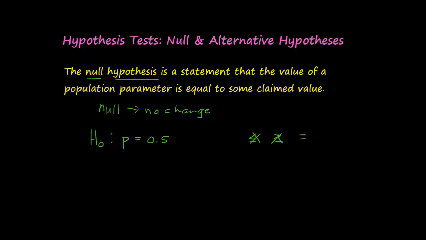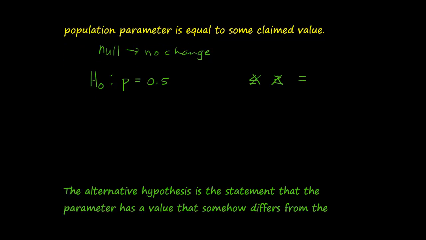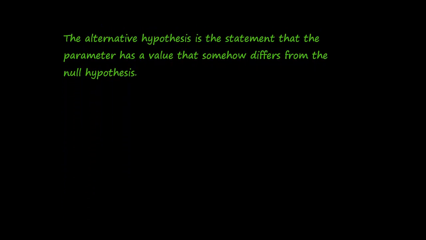Okay, let's look at the alternative hypothesis. The alternative hypothesis is the statement that the parameter has a value that somehow differs from the null hypothesis. And our notation here will be H sub 1, although you do see in other texts H sub lowercase a for alternate or H sub uppercase A. But we will be using the H sub 1, but these are also commonly used.